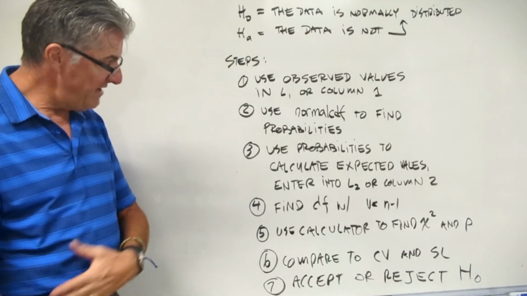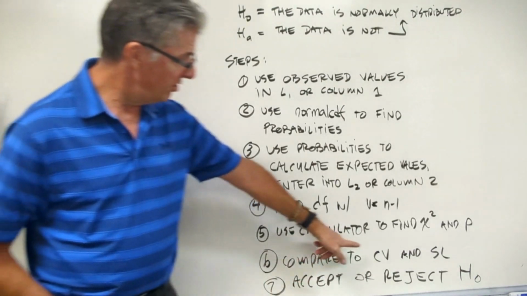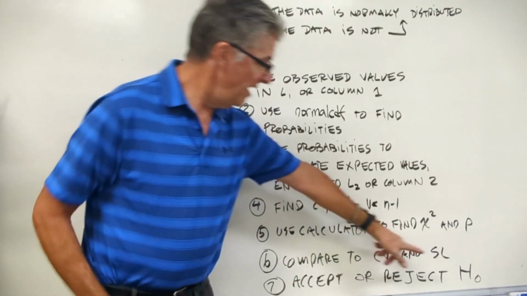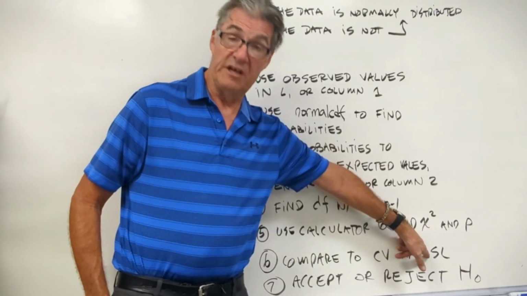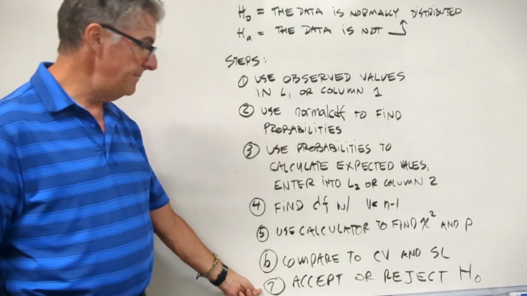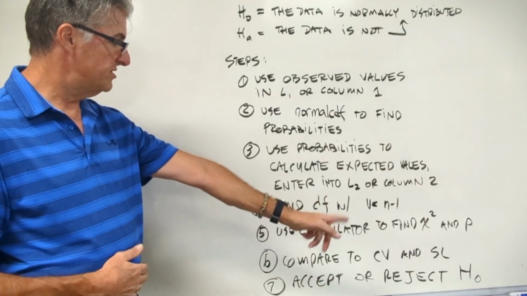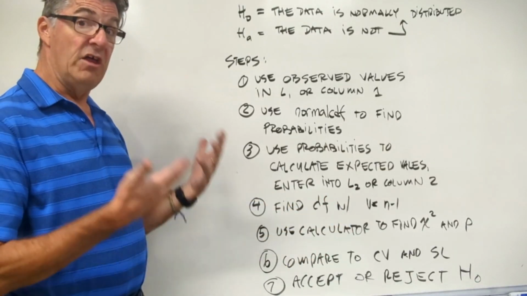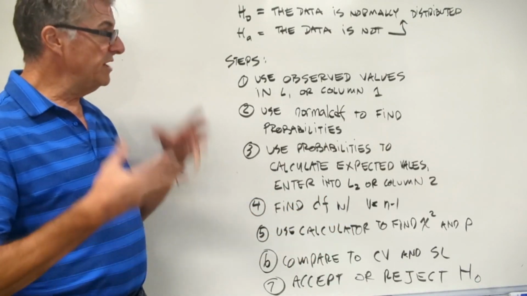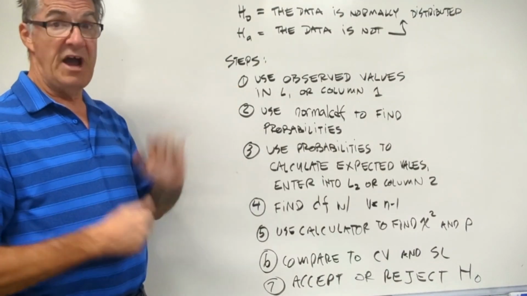And once you do that, you're going to compare that to your critical value given in the problem and your significance level, also given in the problem. And then you can accept or reject the null hypothesis, or H0. So that's the overall process. Now what we're going to do is do an example with data, and I'll show you how that looks.